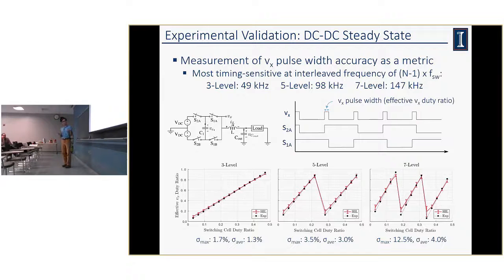However, the HIL pulse width does have quite a bit of jitter across all of the switching cell duty ratios. And this actually appeared to be a very good metric for qualifying performance, where we see the 3 and 5 level have a relatively small, perhaps acceptable, standard deviation in pulse width jitter. Once we start getting to the 7 level, which is going to have the highest frequency pulses on VX, given a fixed timing precision, this is going to be a relatively larger amount of error. So the fact that the standard deviation and error is much higher for the 7 level does make sense, but it does start calling into question how well the model behaves for the 7 level converter.